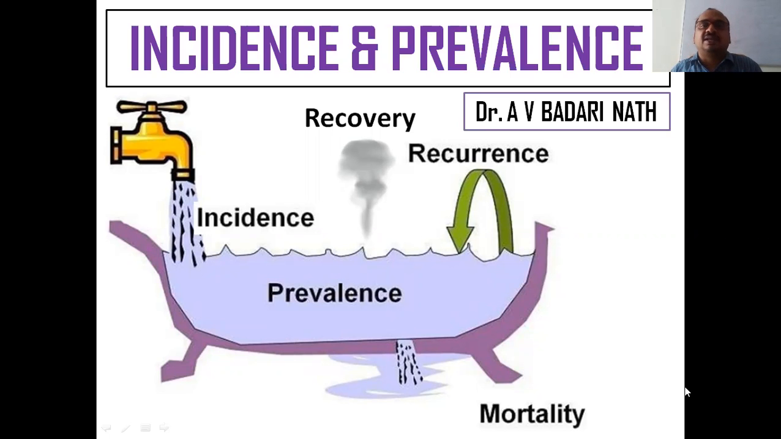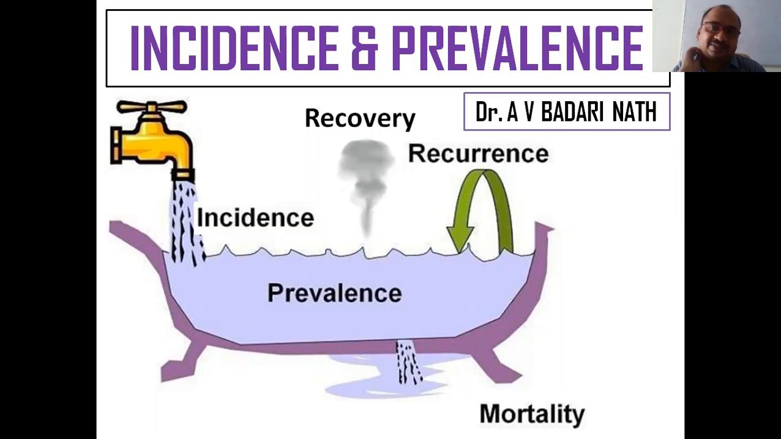Now let's have a look at this diagram. Incidence and prevalence. See here, the water coming from the tap at a particular point, at a particular time, is called incidence. Whereas prevalence is what has already accumulated from the past 1 hour, 2 hours, 3 hours. Prevalence is nothing but accumulation from the past, whereas at a particular point, that is called incidence.